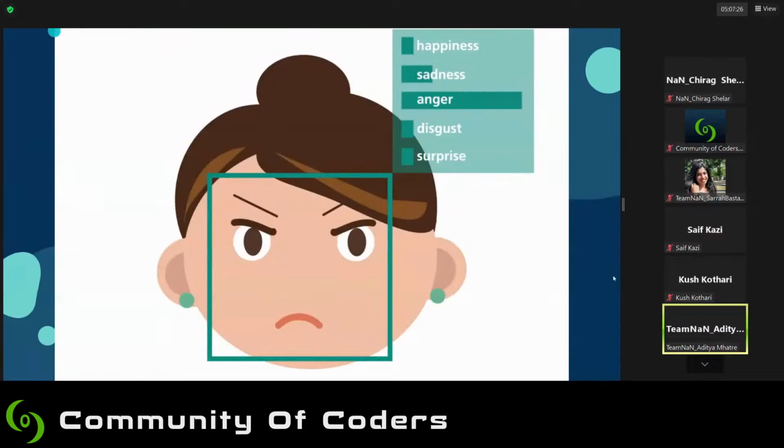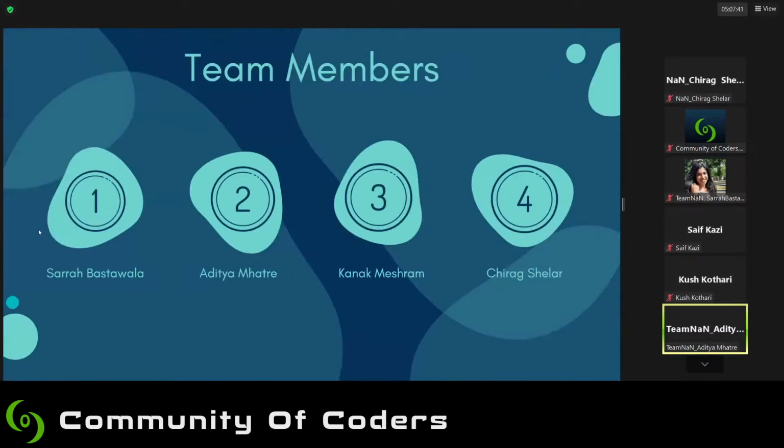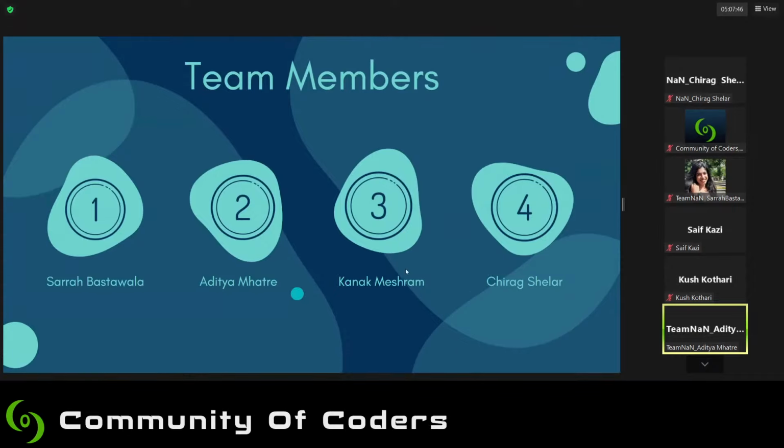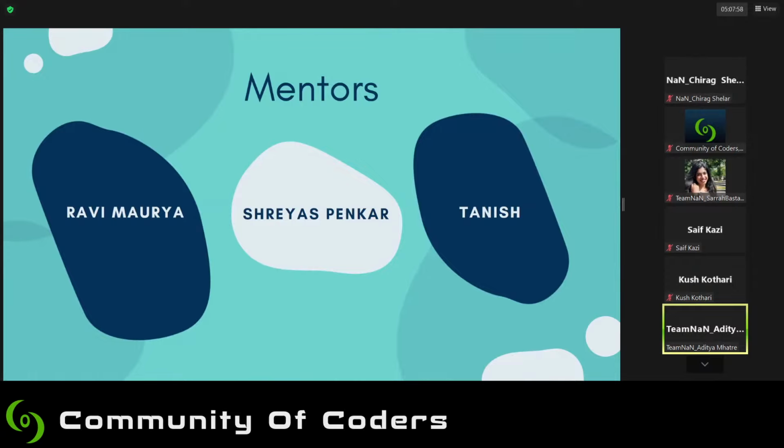So basically a graphic representation of what Mimicog is supposed to do is this. Okay, so the table of contents is as follows. The team members in Team NAN were Sara Bastawala, Kanak Meshram, Chirag Shelar, and myself, Aditya Mhatre. We are really grateful for the mentors for their help and guidance: Ravi Maurya, Shreyas Penkar, and Tanish. This project could not have been possible without you. So a big thank you to you too.